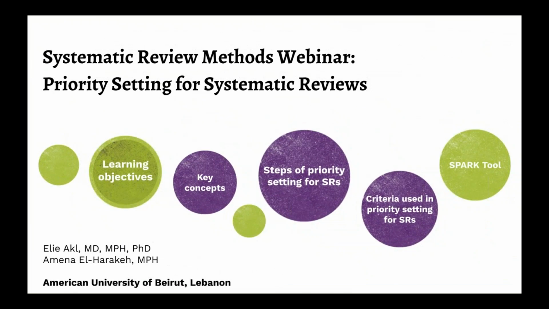Okay, so what we're going to cover today, we're going to start with our learning objectives, cover some key concepts, then go to the more practical part. So cover the steps of priority setting for systematic review. So this is if in your setting you decide to conduct a priority setting exercise, what are the different steps that you should follow? And then we would cover a particularly important part of this process, which is the criteria to be used in setting priorities. We'll go into details, and we'll cover very briefly the Spark tool.